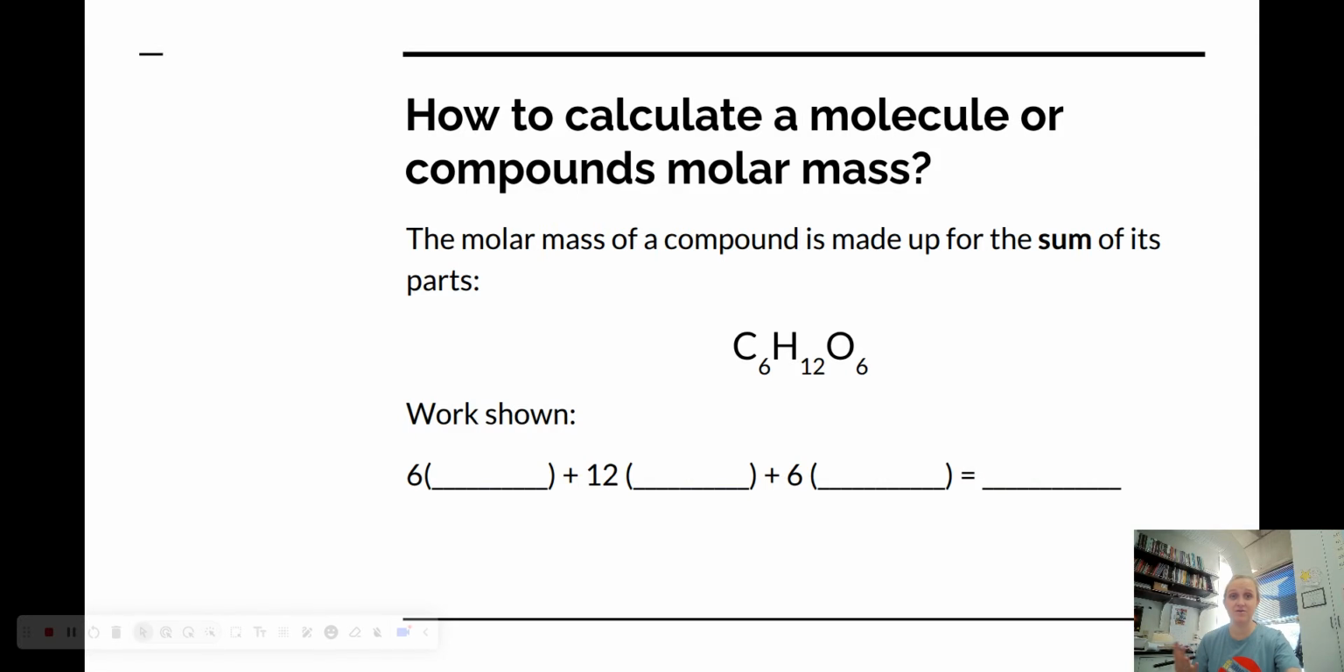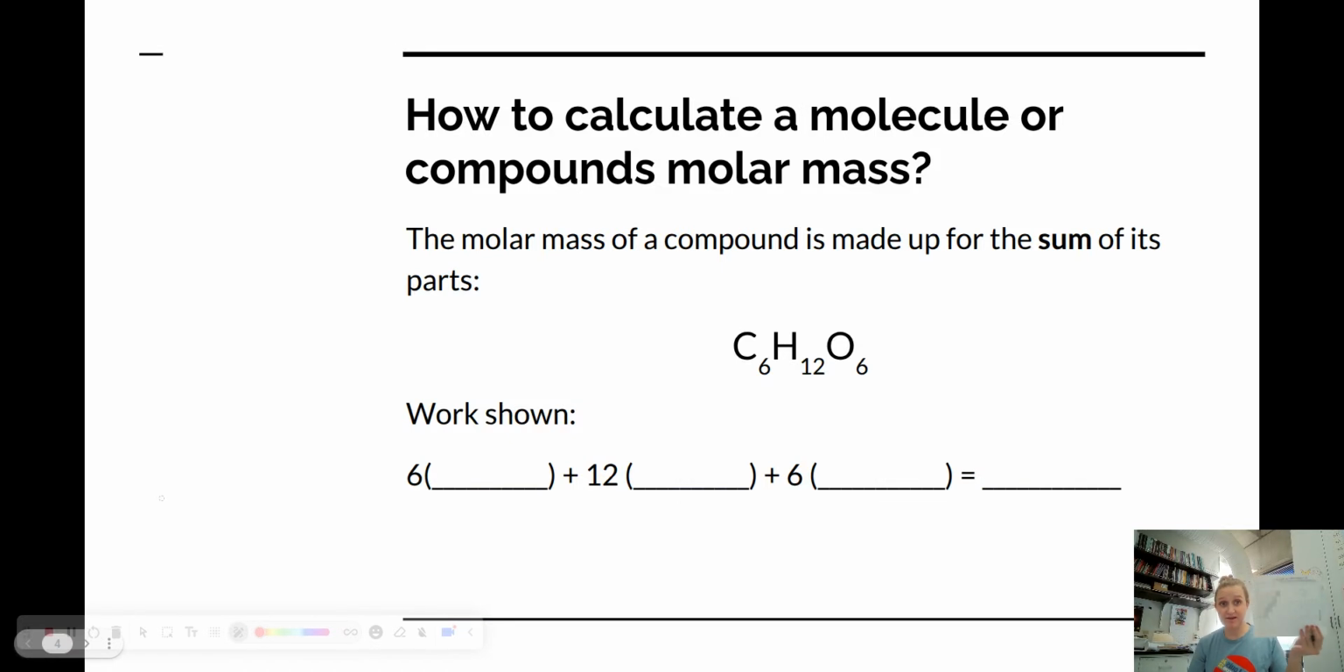We want to figure out how we can calculate the molar mass of a molecule or compound. The first thing to figure out is how we sum it. It's the sum of all of the parts. So I'm going to look at C6H12O6, and I want to find what the molar mass of this is.